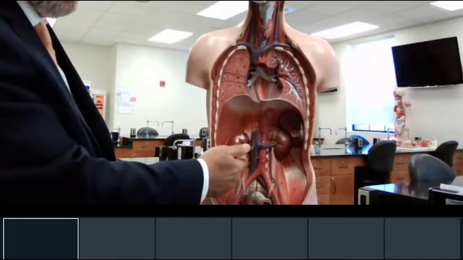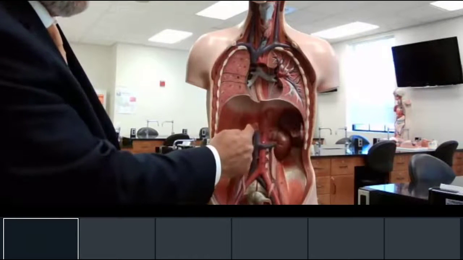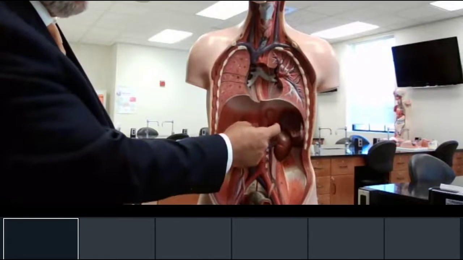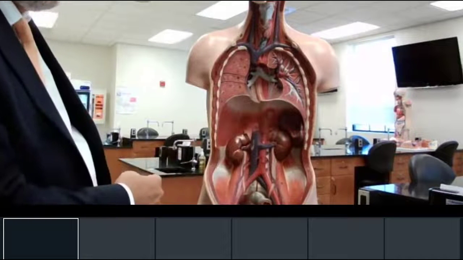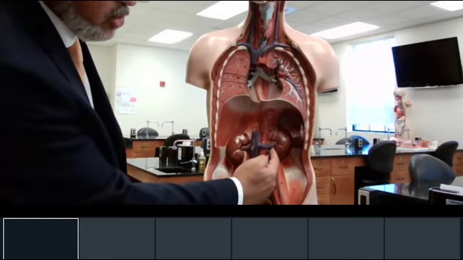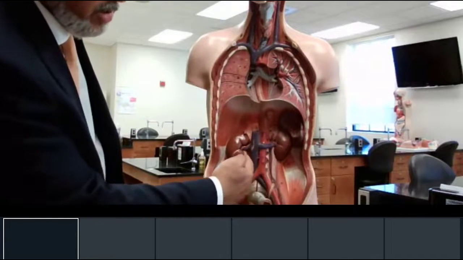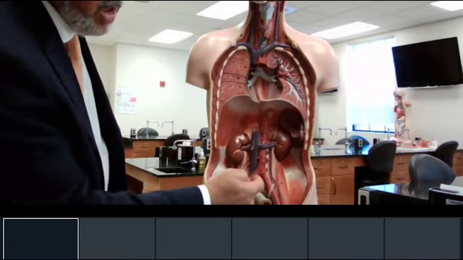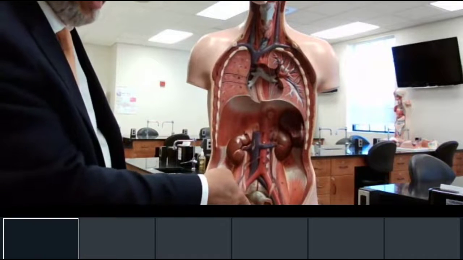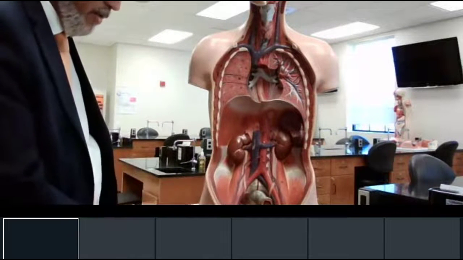We have the kidneys. On top of the kidneys, we have these glands, which are known as the suprarenal glands. Those are also retroperitoneal. These tubes down here, these are known as the ureters. So here's the left and here's the right and they're draining into the urinary bladder. The ureters are also retroperitoneal.